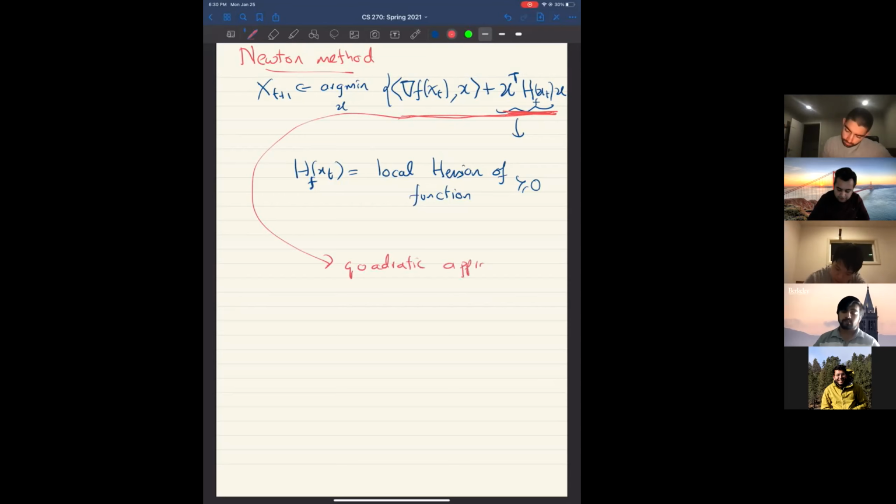Right? Because the first term was, of course, the linear approximation. And then what I did was the second term also I picked from the function itself. So I got the quadratic approximation to the function. So minimizing that is the Newton method.